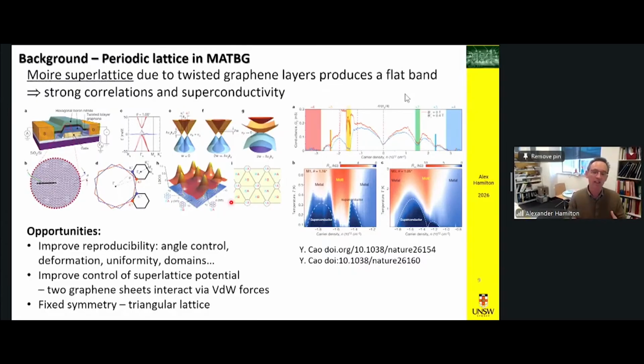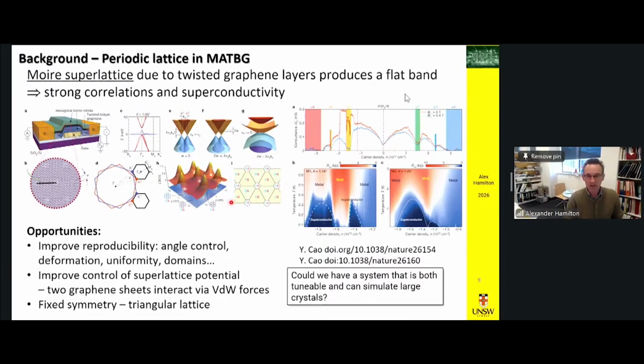And even in one sample, you can end up with different domains where the twist angle is varying between one part of the sample and another part of the sample. And so there are opportunities to improve reproducibility and angle control. There are opportunities to better control the superlattice potential. And of course, this Moiré system, because you start with 2 triangular lattices and you put the 2 triangular lattices on top of each other, the resulting lattice can only be triangular. And it might be interesting to study a lattice that's not triangular, such as the lattice in the perovskites.